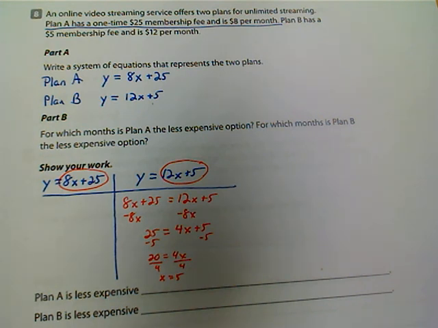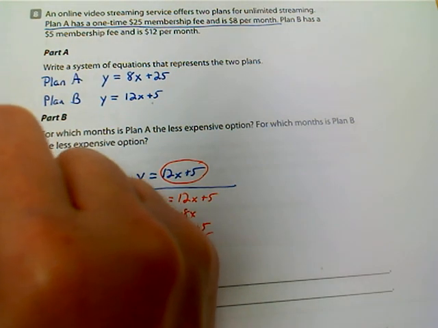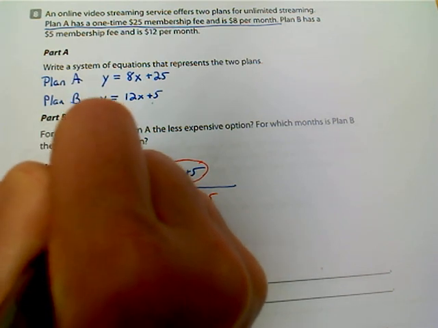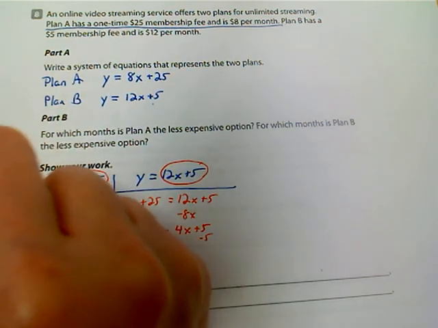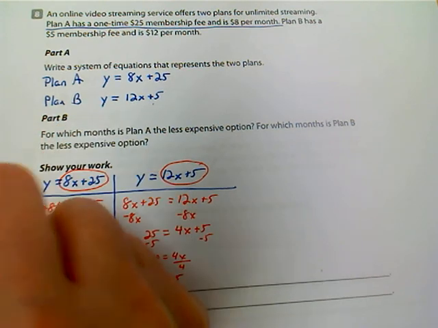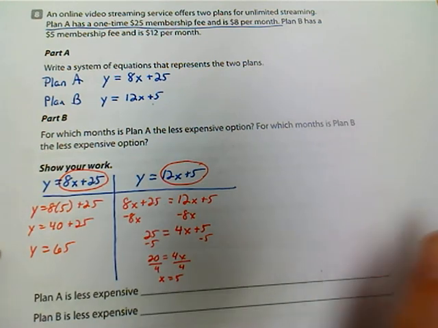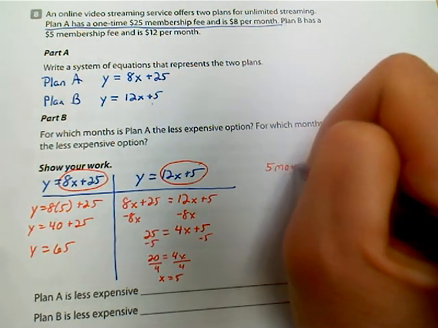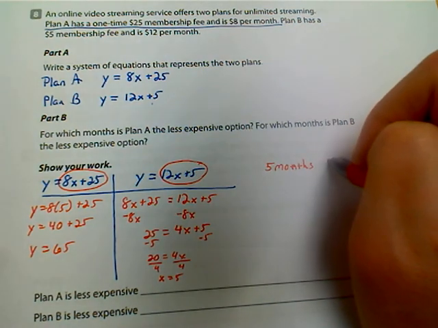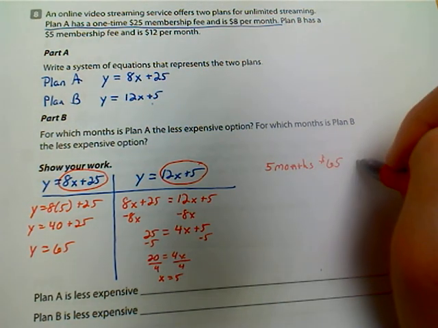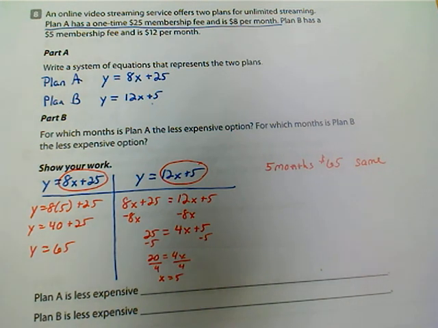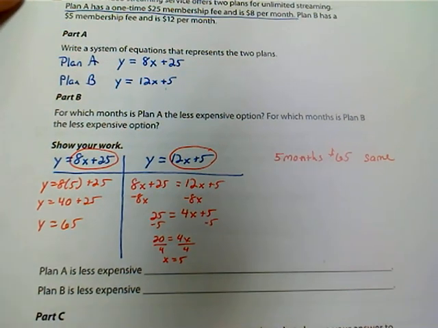Plan A, Plan B. They cost you the same amount of money. Let's figure out how much that is. So y equals 8 times 5 plus 25. 8 times 5 is 40. 40 plus 25 is 65. So 5 months, $65. They are the same. Plan A, Plan B. 5 months, $65. So you might want to graph this as well.